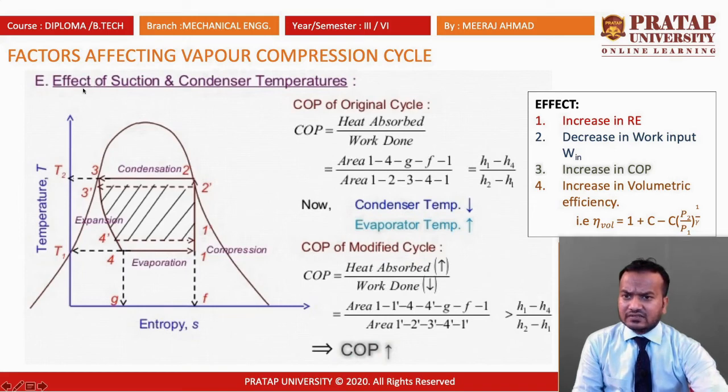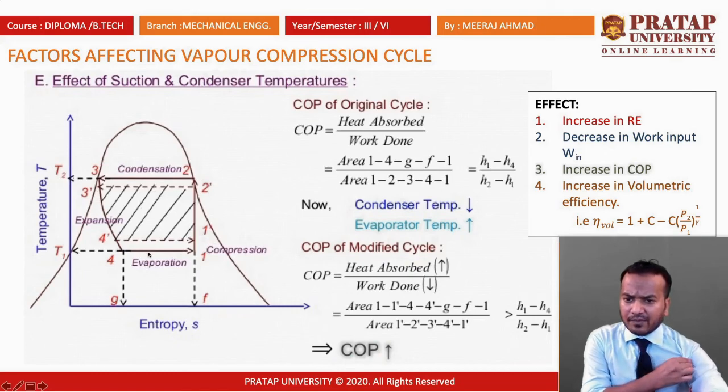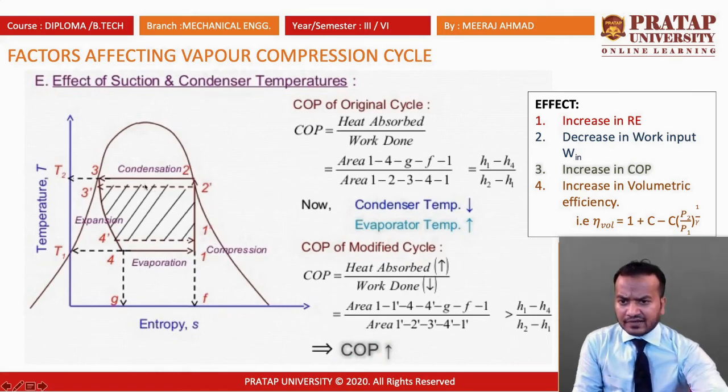Then the next topic is the effects of suction and condensation pressure. So we are decreasing the temperature of the evaporator, increasing the temperature of the evaporator, and decreasing the temperature of the condenser. So how will they affect the performance of the system? So you can see 1, 2, 3, 4. This is the original VC cycle, and in the second one we increase the temperature of the evaporator and decrease the temperature of the condenser. The cycle is 1 dash, 2 dash, 3 dash and 4 dash.